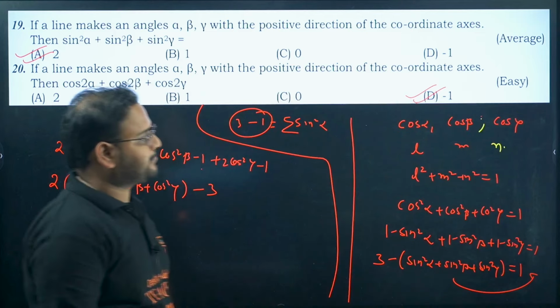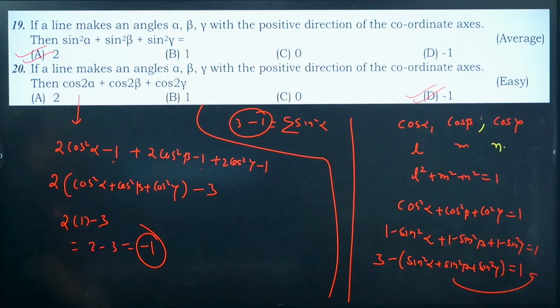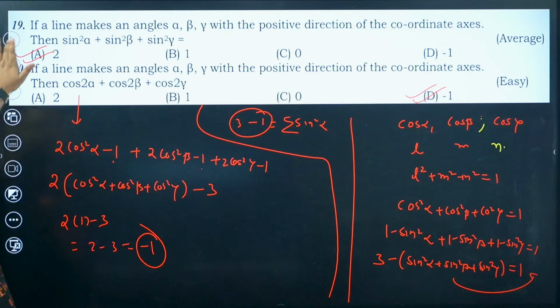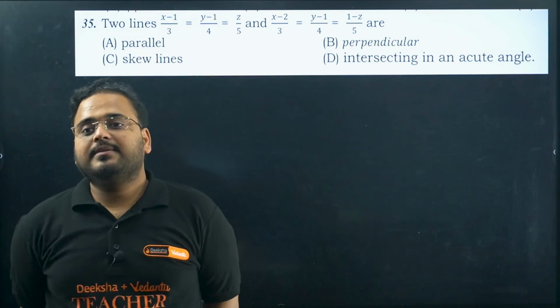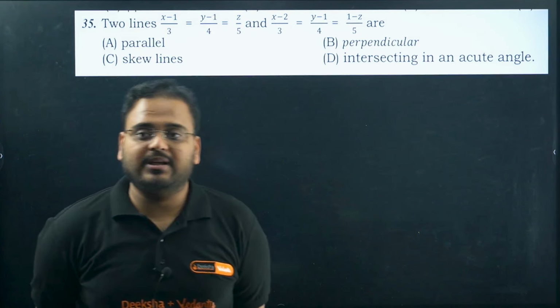Check here. Option D. Is it clear? Both the questions? Yes? Next question. 2 lines are given, and they're asking us whether they are parallel or perpendicular.